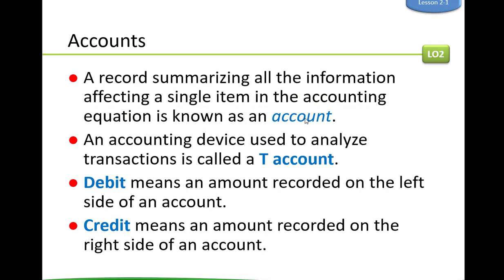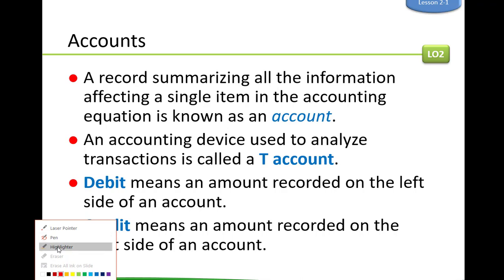A record summarizing all information affected in a single item in the accounting equation is called an account. So you'll have your cash account. You'll have your account for a certain vendor for what they owe you. You'll have your supplies account. You'll have your owner's equity account. You'll have different expense accounts. And so each account is going to have its own T account. And the debit is recorded on the left, and the credit is recorded on the right every single time.